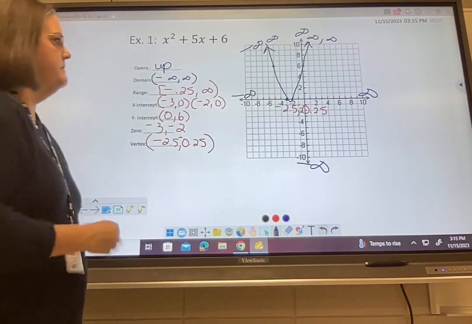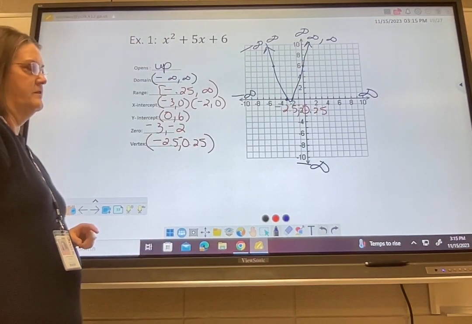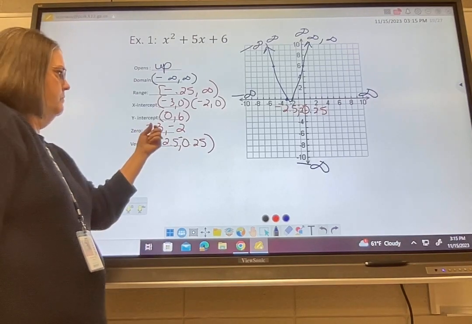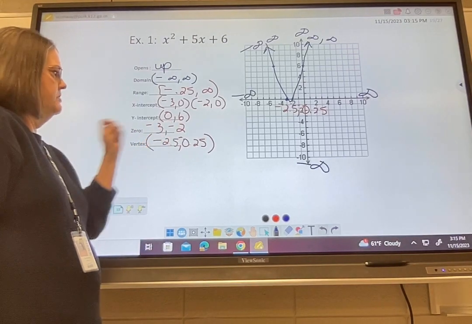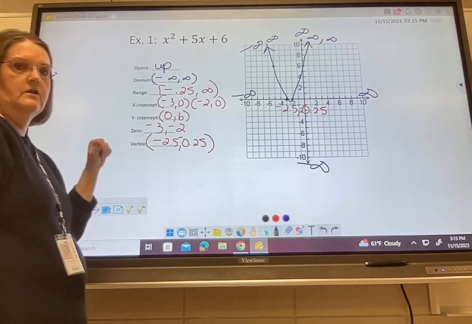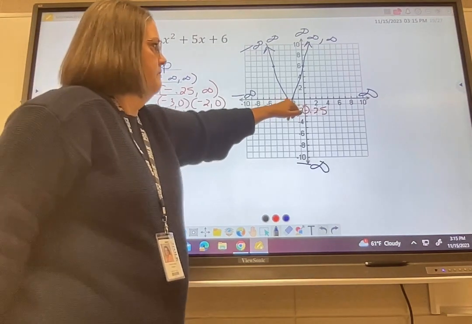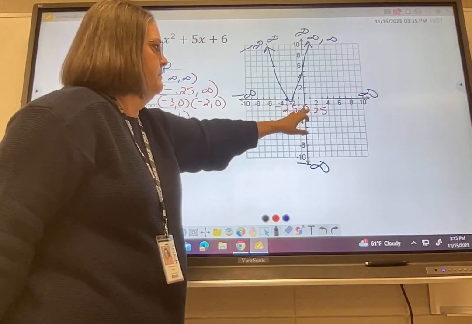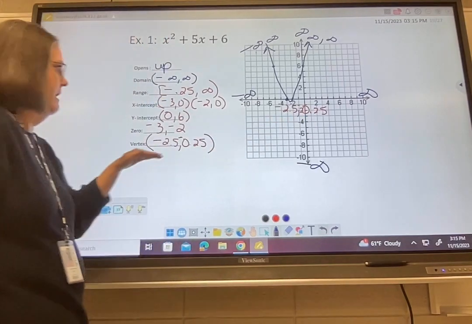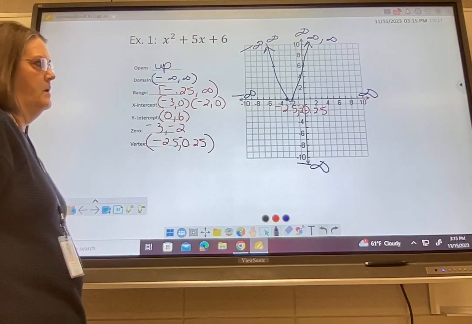And then the zeros of the function, of course, are where the graph is crossing the x-axis at. So negative 3 and negative 2. And the vertex, again, look on Desmos and hover on that point, is negative 2.5 and 0.25. And that is a minimum point.